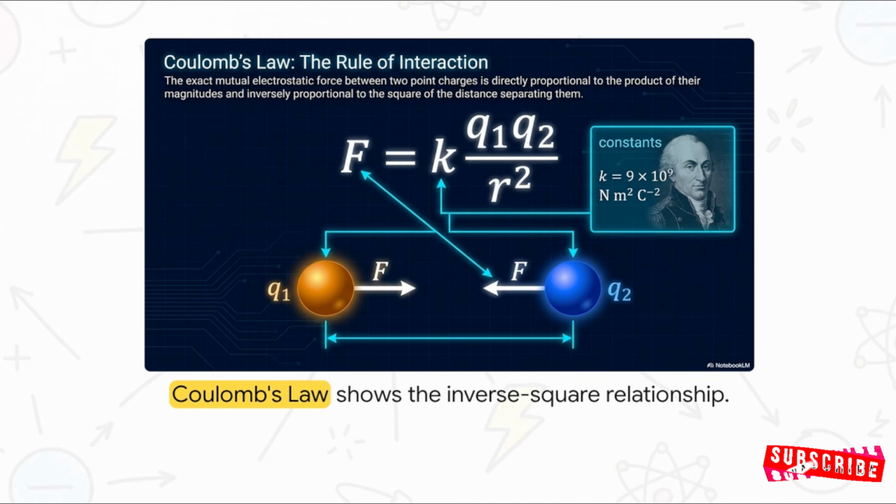But here's the crucial part for your test. Notice the r squared at the bottom of the formula? That means the force gets weaker by the square of the distance as the charges move apart. So if you double the distance between two charges, the force doesn't just cut in half. No way. It drops to 1/4.